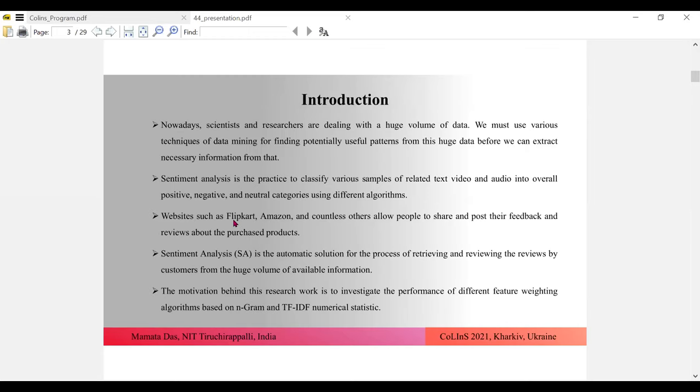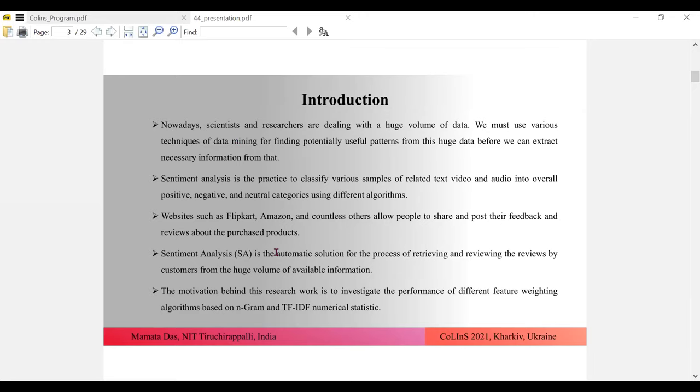So we know that nowadays we are dealing with a huge volume of data, and there has been a considerable rise in social media, with giants like Facebook, Twitter, Instagram, and the IMDb movie platform, providing a massive amount of big data. We must use various data mining techniques to find potentially useful patterns from this huge data before we can extract the necessary information. Sentiment analysis is the practice of classifying samples of related text, video or audio into overall positive or negative categories using different algorithms.